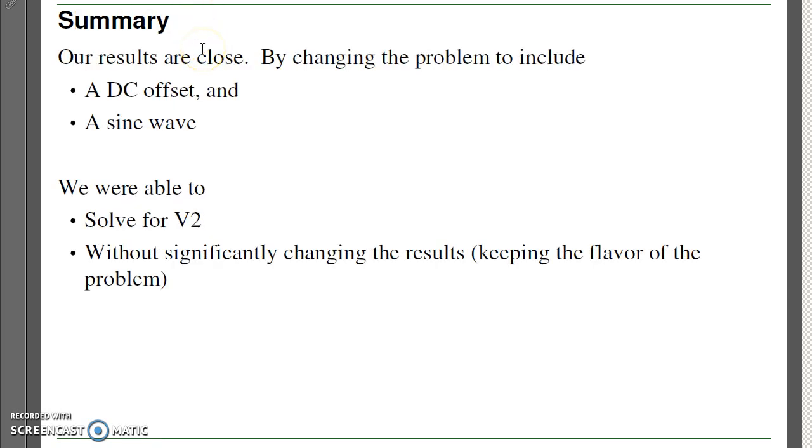So in summary, by changing the problem to include a DC offset and a sine wave, you're able to get answers that are very, very close. You're able to solve for V2, and without changing significantly the answers, our answers are reasonably close. To get closer, simulate the circuit.